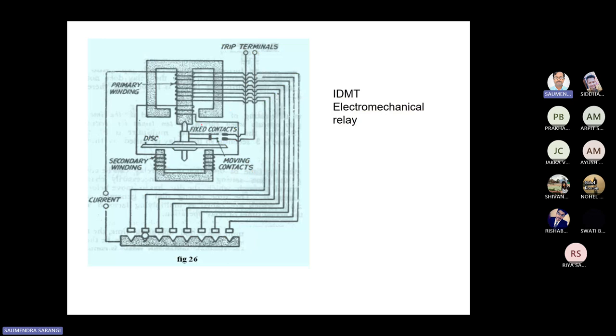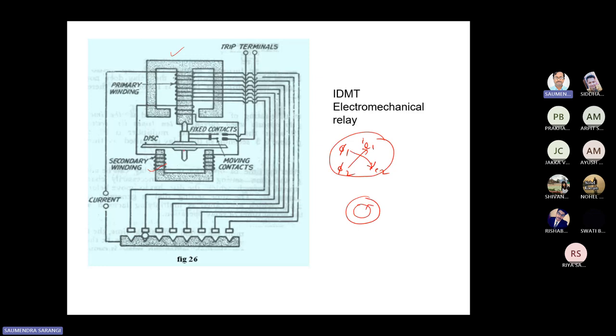We have already understood the Dick's type system. Dick's type operates only when we have two coils. One coil is this one, and the second coil is this one. When these two coils produce fluxes, phi 1 and phi 2, they produce eddy currents. Phi 1 produces the eddy current IE1, and phi 2 produces the eddy current IE2. Now phi 1 interacts with IE2, and phi 2 interacts with IE1, and they produce a torque. The torque is responsible for the rotation of the disc.